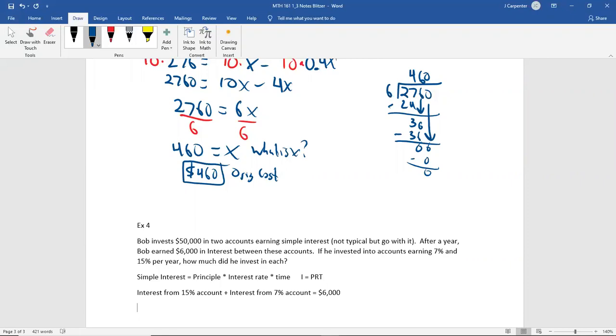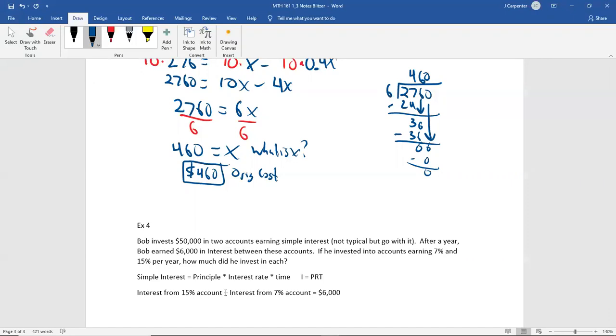In order to calculate the interest from each of these accounts, we need the principal. Principal is the amount invested. We did not put $50,000 into both of these accounts. We don't even know how much we put into these accounts. Maybe it was $10,000 and $40,000. Maybe it was $1,000 and $49,000. Maybe it was $25,000 and $25,000. We weren't told any relationship at all between these.